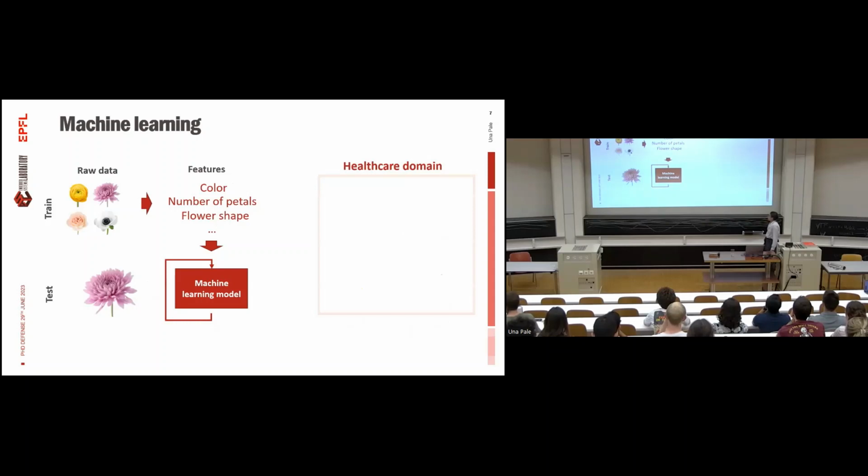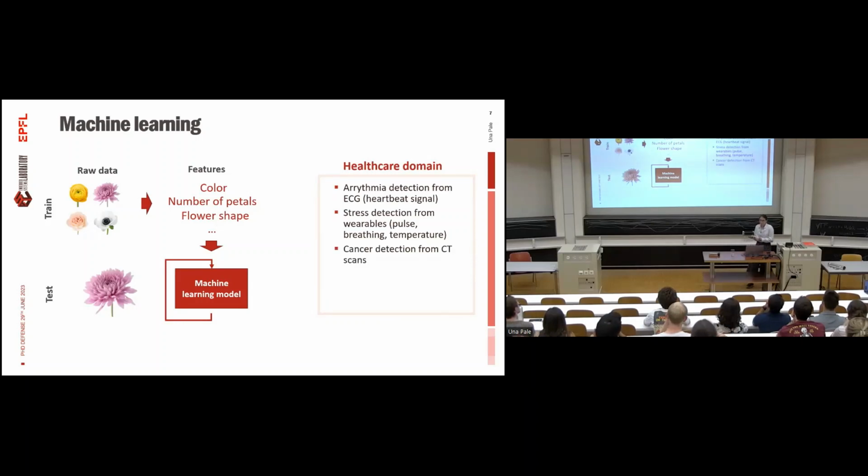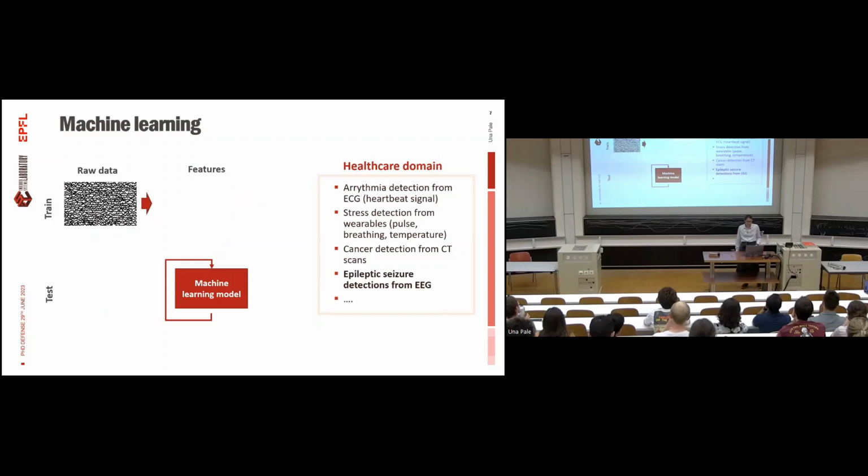And this has been actually very much used in the healthcare domain, for example, for detecting arrhythmia from the ECG signals, for detecting stress from different wearable signals like pulse, breathing, temperature, for example, detecting cancer from the CT scans, or also in epilepsy for detecting seizures from usually EEG, but also from other signals. So in this case, it looks like this.